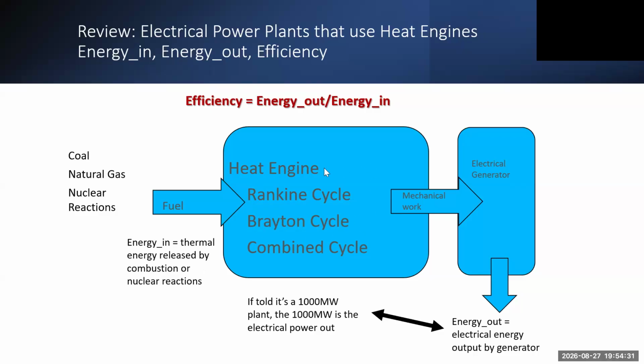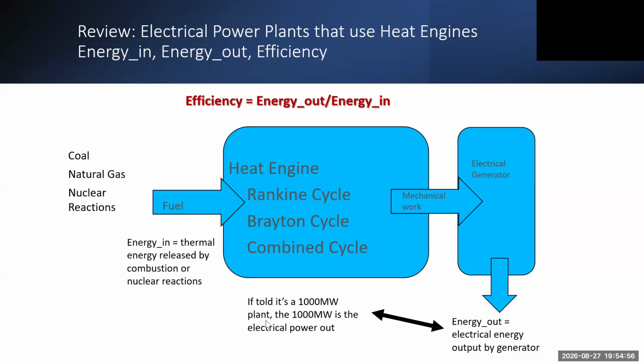We're going to have this heat engine then that converts that heat energy into mechanical work. And then we're going to have a thing that right now we're just going to pretend is a black box. It magically takes mechanical work in and it gives you electrical energy out. So remember that the efficiency here is the energy out over the energy in. The energy out is going to be the electrical energy output by the generator.